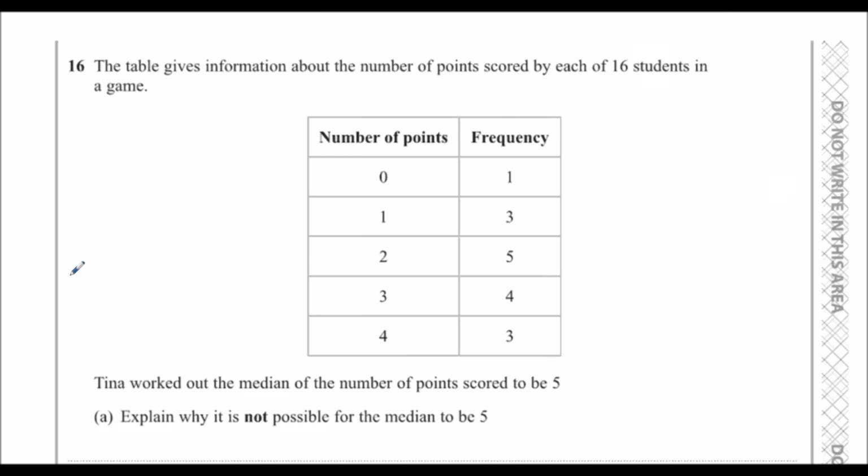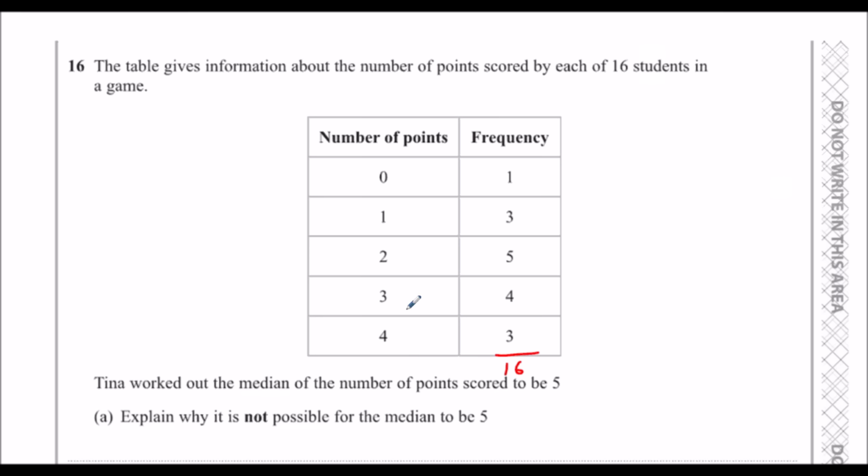Question 16. The table gives information about the number of points scored by each of 16 students in a game. So there are 16 students. This should add up to 16. 4, 9, 13, 16. Tina worked out the median number of points scored to be 5. Explain why it's not possible for the median to be 5.